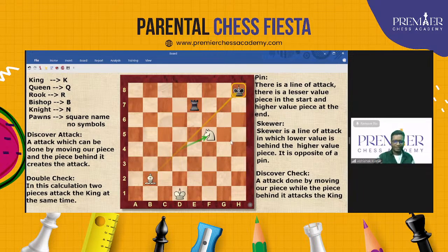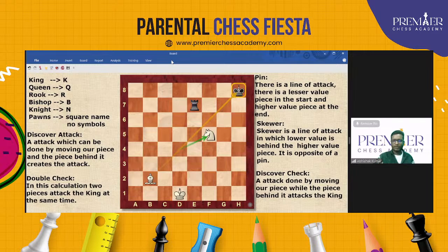Any doubts on discovered check? No, sir. No, sir. Okay. Yeah, so let's move on to a real puzzle. Please put the puzzle solution in the chat.